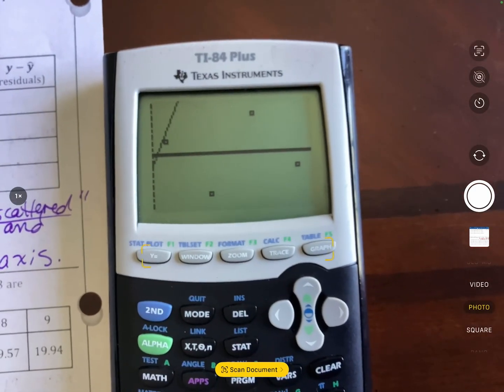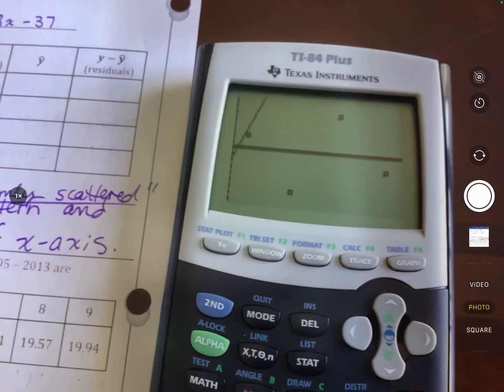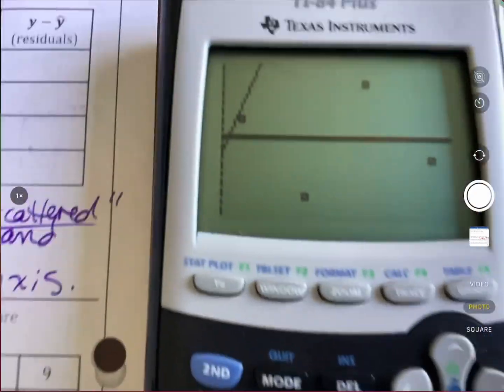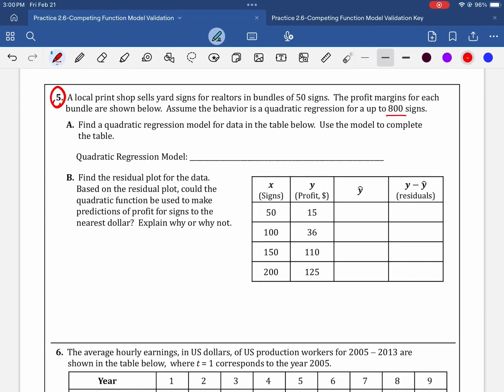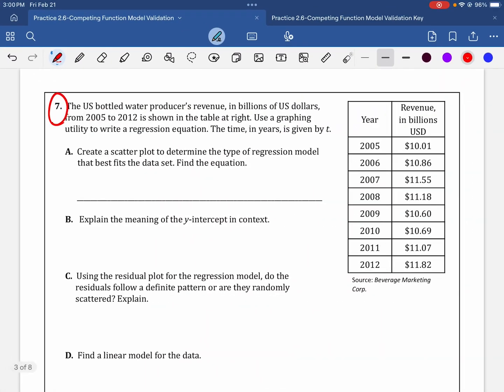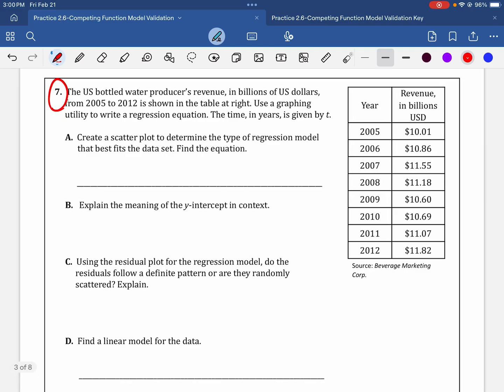All right, let's go to number 7. Whoops, that's not the right screen. Hold on. Okay, number 7.